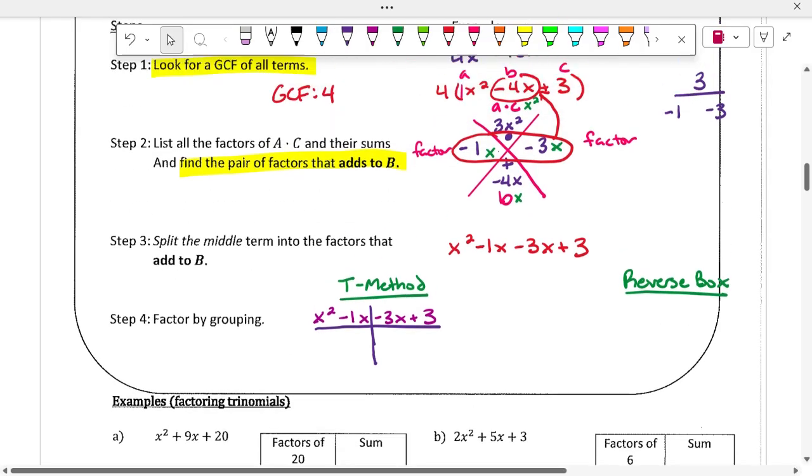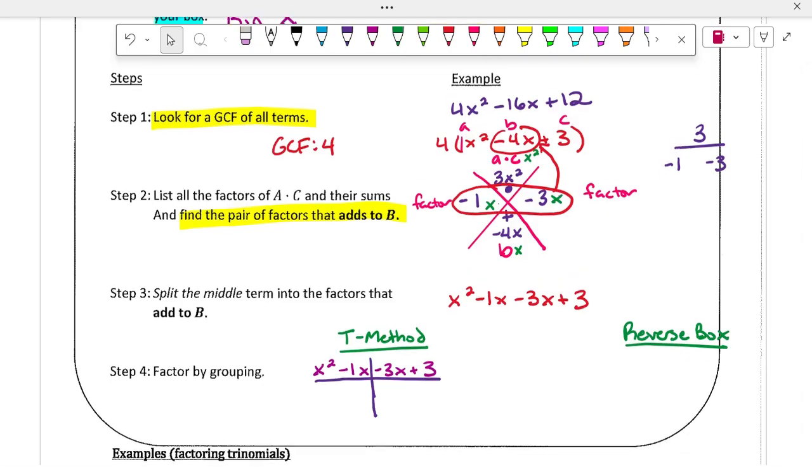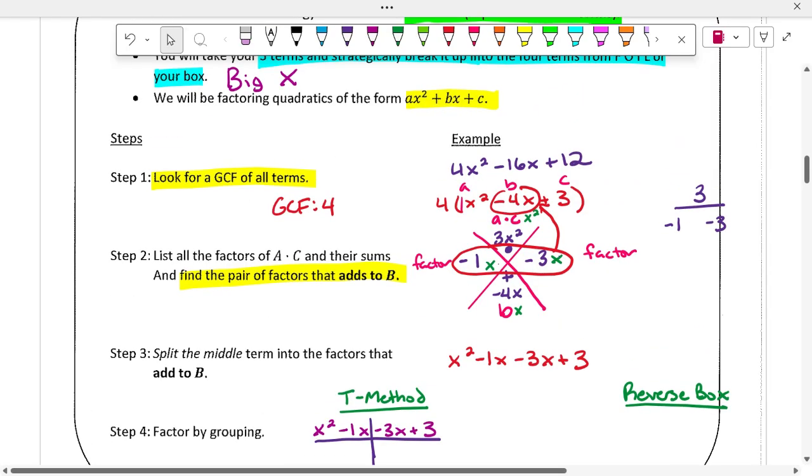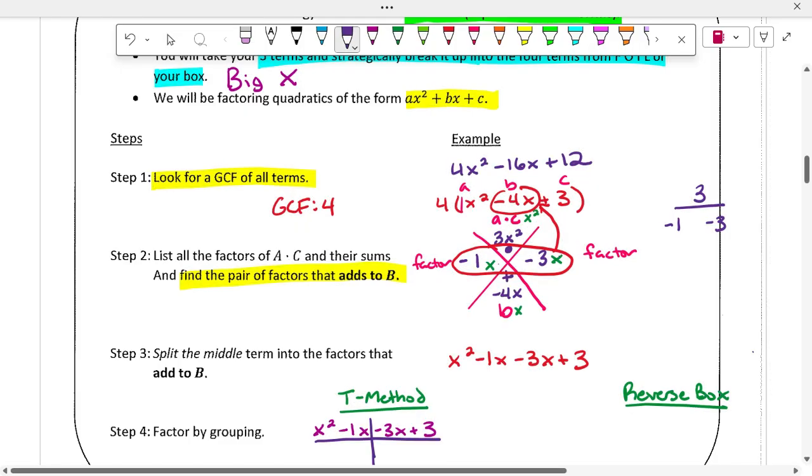So we can't do that because -2x and -2x, they may add to -4, but does -2 times -2 multiply to 3? Because think about it. If we FOIL this back, once we get our factors, if we FOILed it back, it's going to have to end up being exactly what's right here.